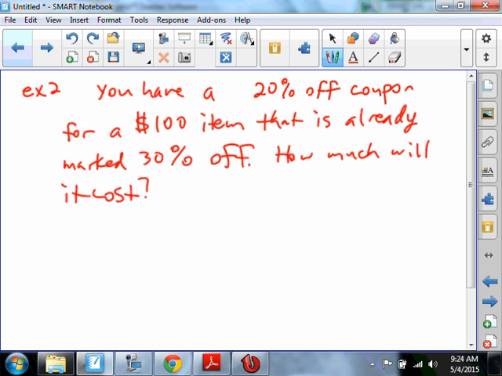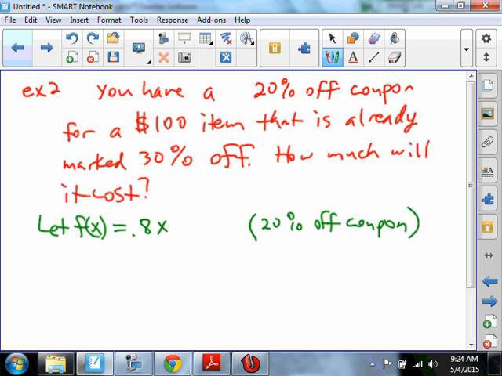There's several different ways to do this, but what I'd like to do is this. I'm going to say let f of x equal 0.8x. What this is, this is that 20% off coupon. If it's 20% off, you're paying the complement amount. You're paying 80%. So f of x is a function that represents that 20% off coupon you have. Is everybody with me there?